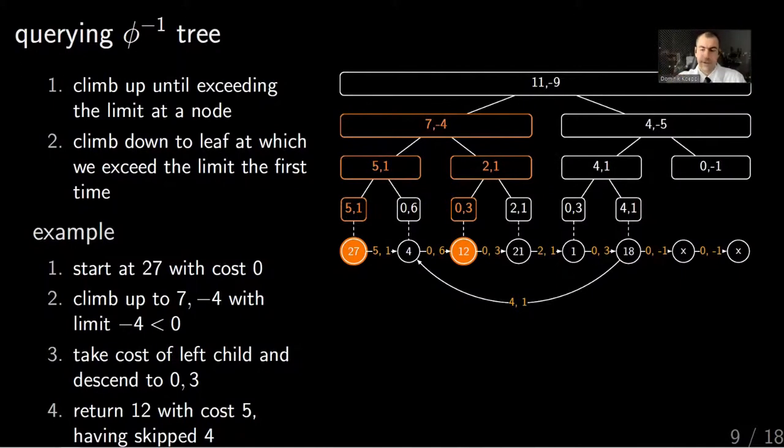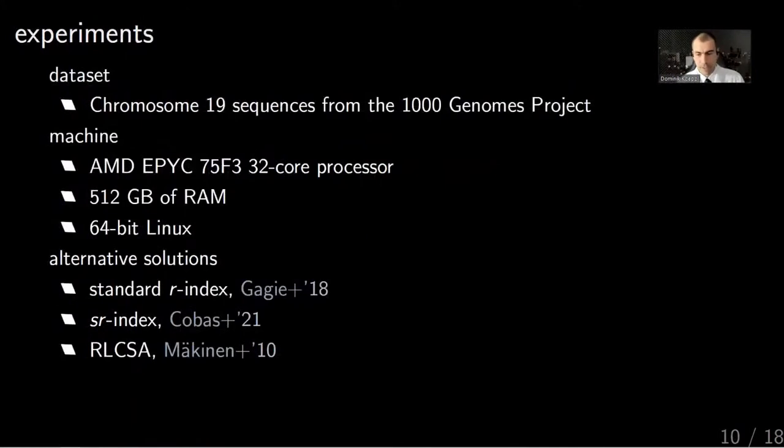But we can even skip more suffix array values if the example allows that. And we did that for some experiments. Next slide, please. With chromosome 19 from the 1000 Human Genomes Project with some machine. And we only did it in comparison with the standard r-index techniques, because for the other approaches, the techniques are quite similar, that you always start from a known position and then find the next step. So you subsequently decode the suffix array.